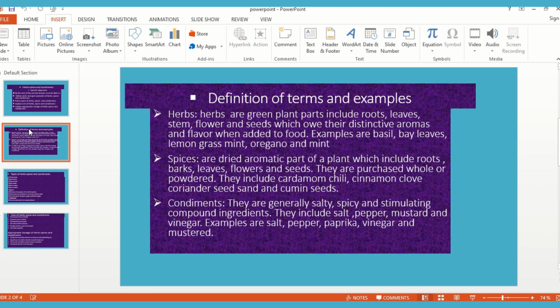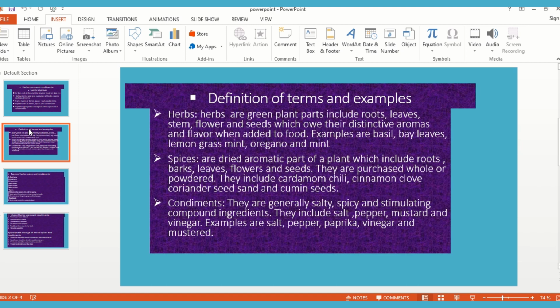Examples of herbs that are commonly used are: we have the basil, we also have the bay leaves, we have the lemongrass, we have the mint, we also have the oregano.